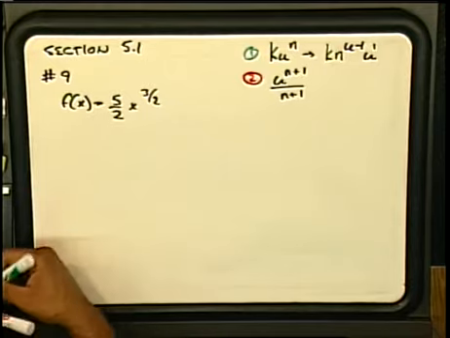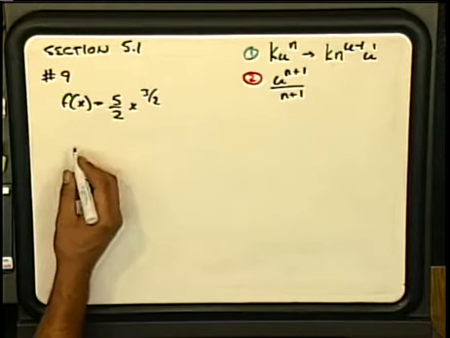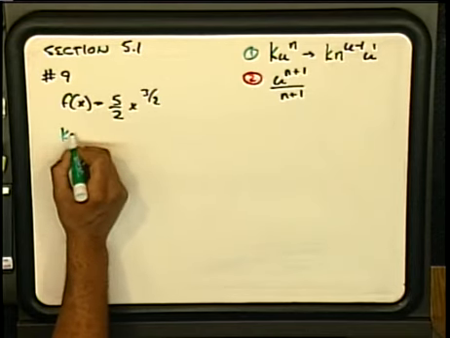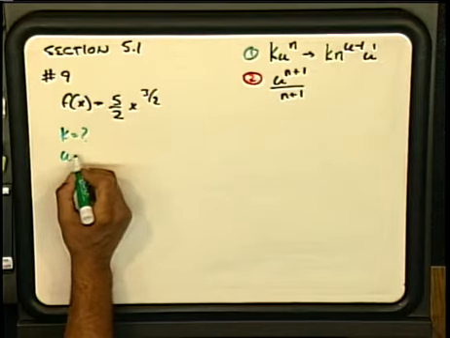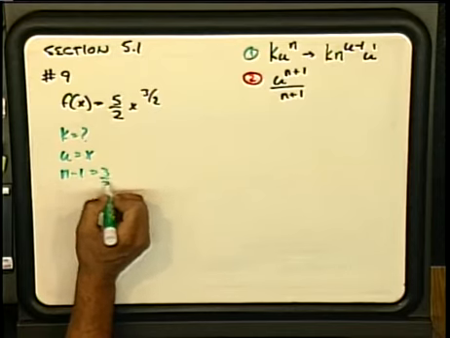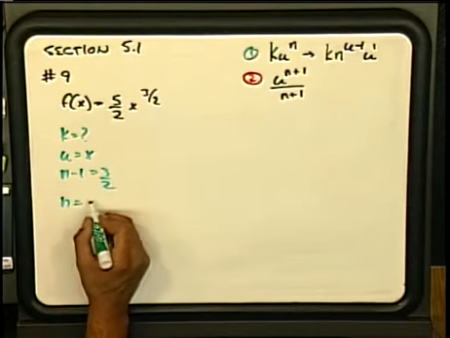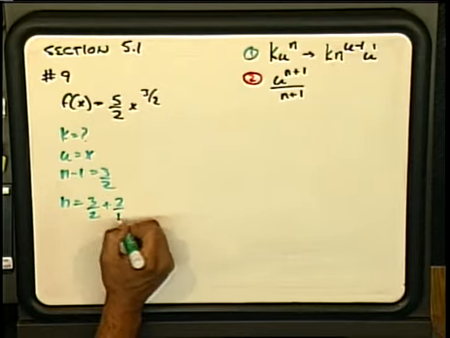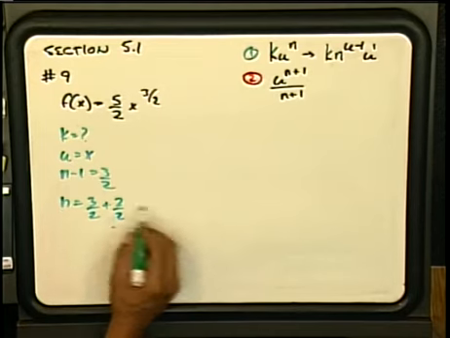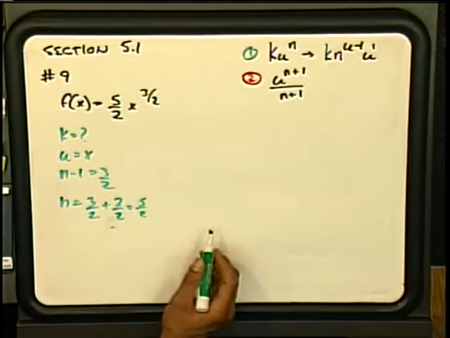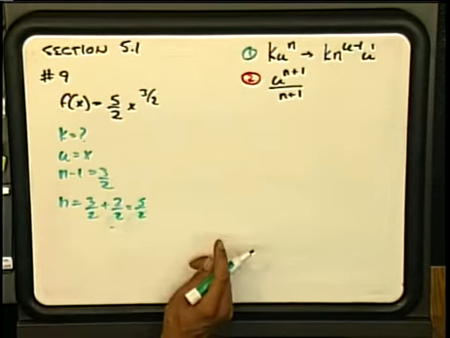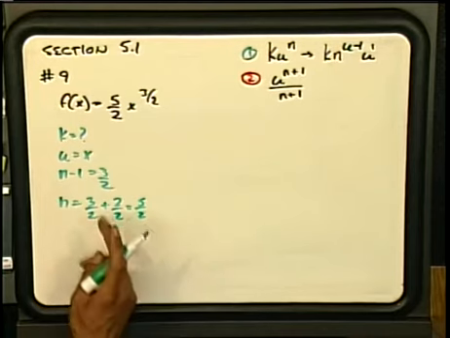First method, we're looking for K. We want to write all the information that we know that was given to us. We're looking for K. We're going to let U equal X. N minus 1 equals 3 halves, which means N equals 3 halves plus 1, which is 5 halves. We're looking for K. You got U.